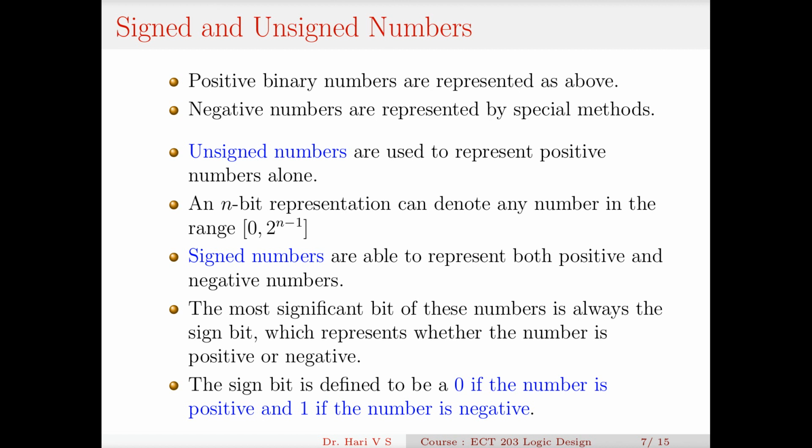In the sign magnitude representation, the MSB is used to represent the sign. If it is a 1, it is treated as a negative value. If it is a 0, it is treated as a positive value. The most significant bit is used as a sign bit, which represents whether the number is positive or negative. If the sign bit is a 0, the number is positive. If the bit is a 1, the number is negative. That's the usual practice.